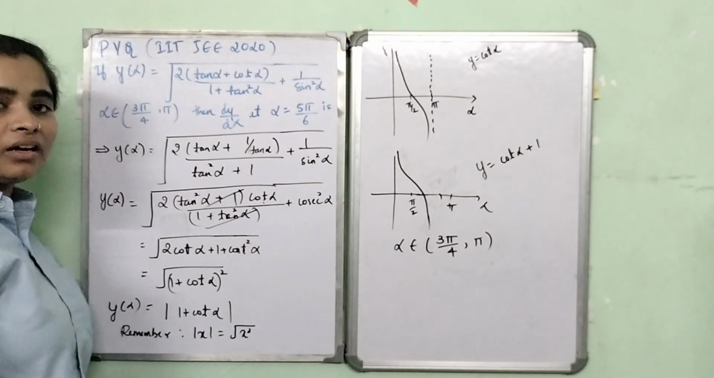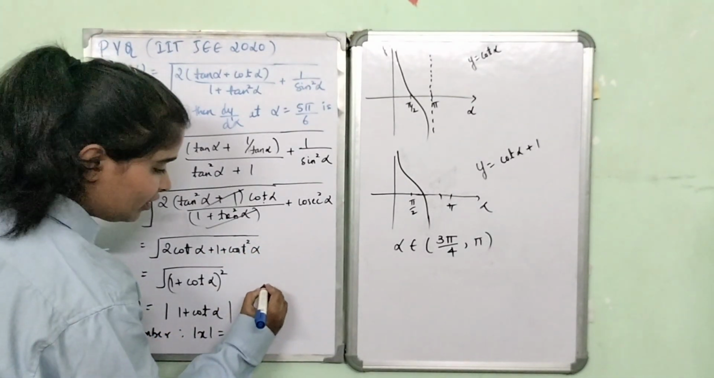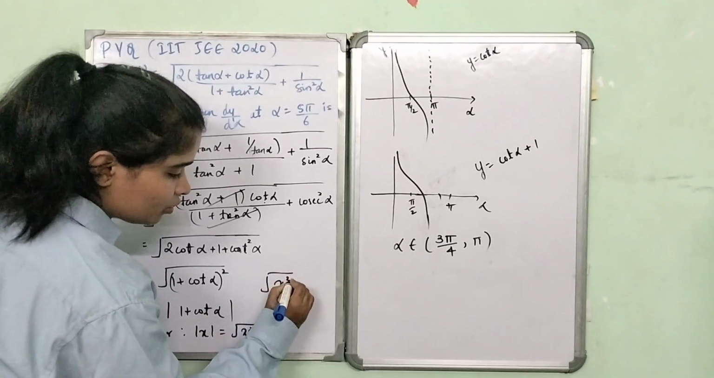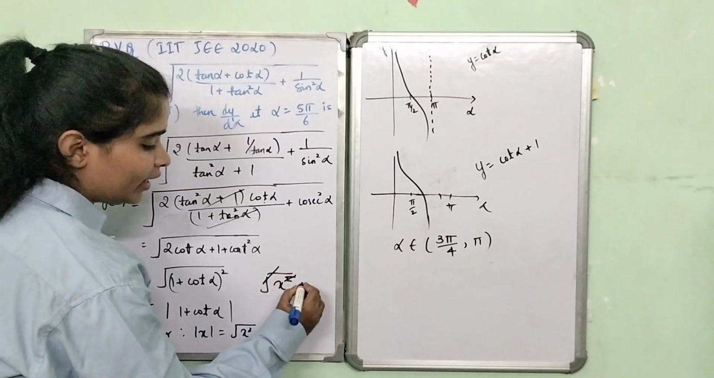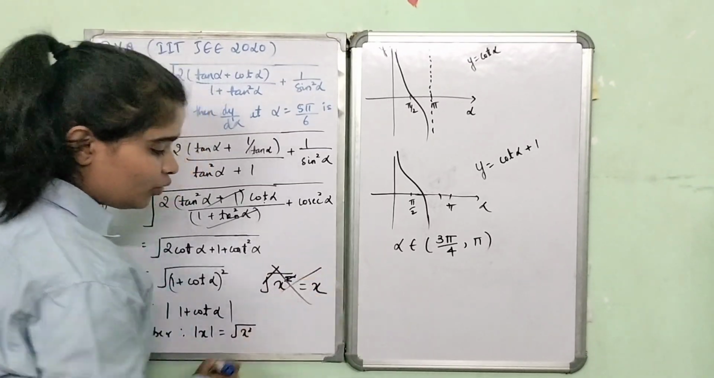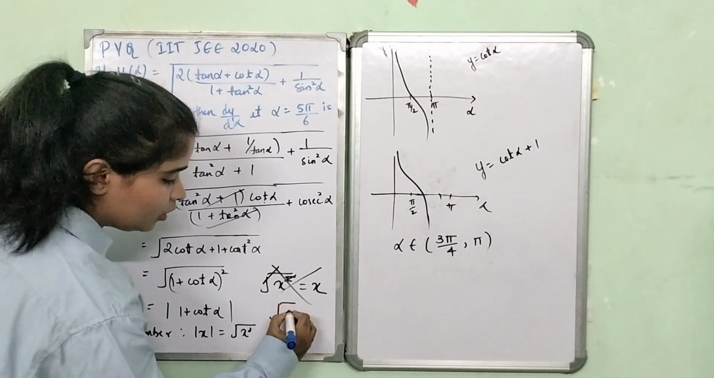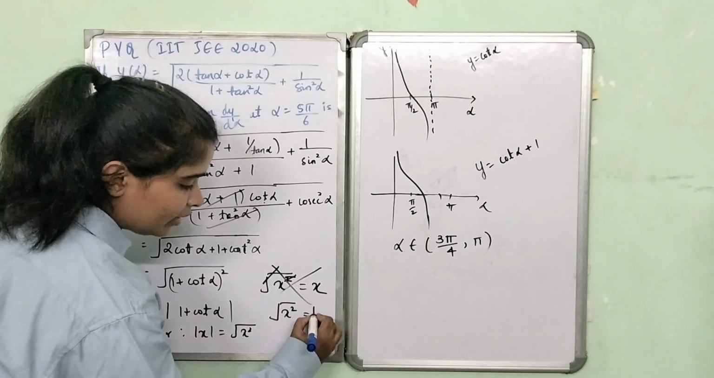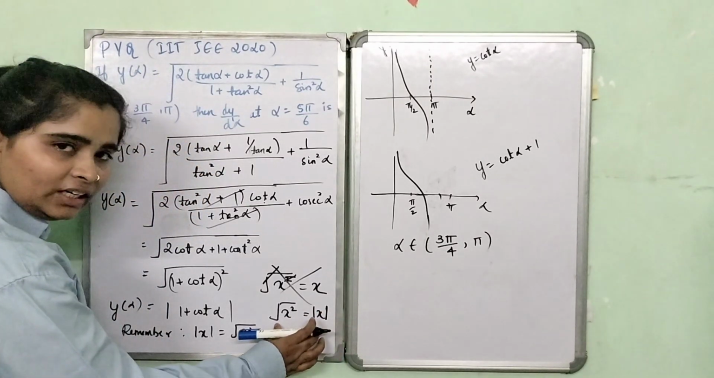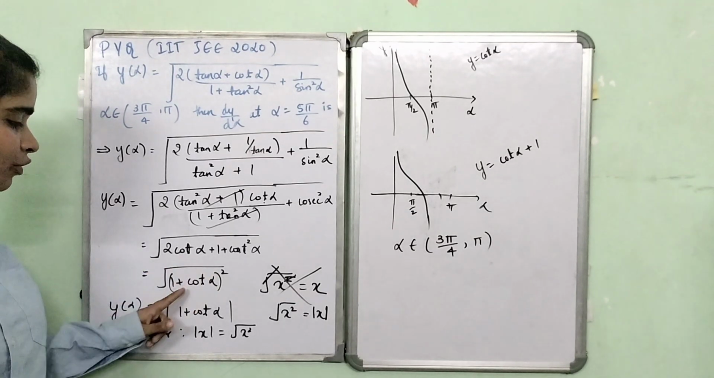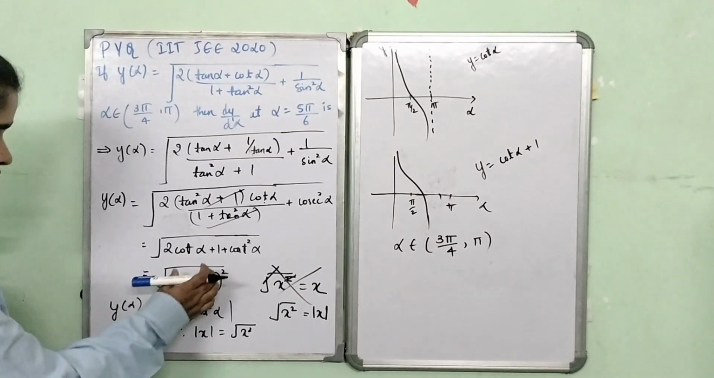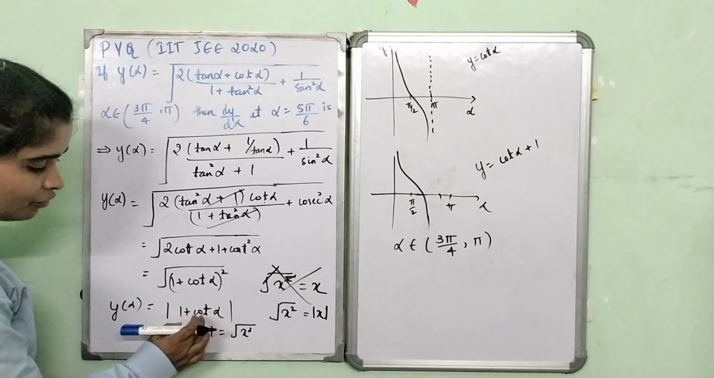See, the basic mistake that we make is whenever we are given under root of x square, we cancel both, that is square and root cancel, and we write x. This is a very wrong concept. Whenever under root x square is given, we should write it as mod x. This is the right way to cancel it out and write it, right? So therefore, under root of 1 plus cot alpha whole square will be nothing but modulus of 1 plus cot alpha.